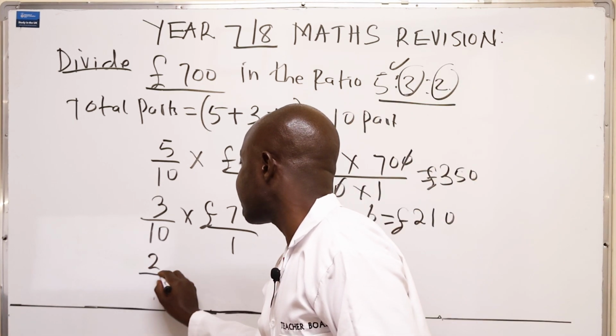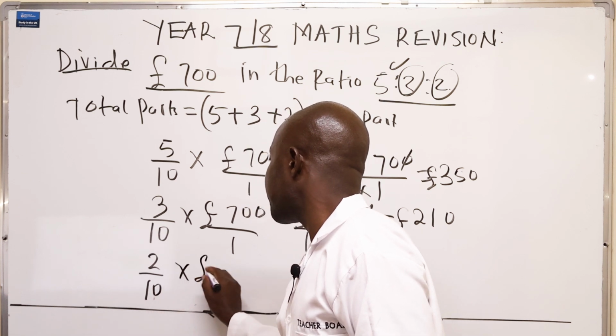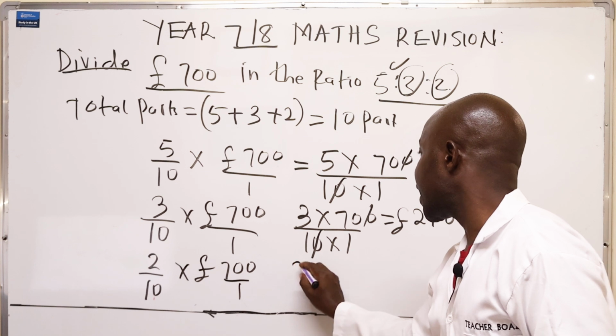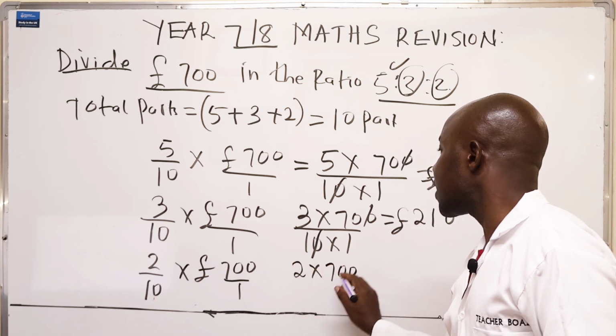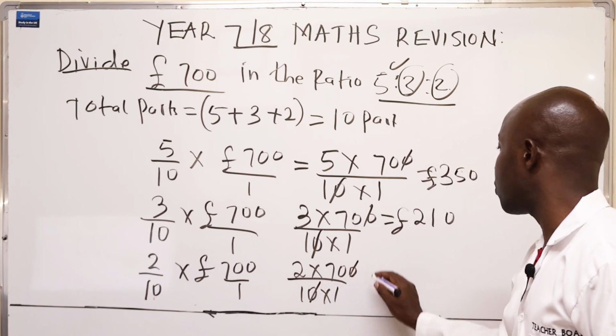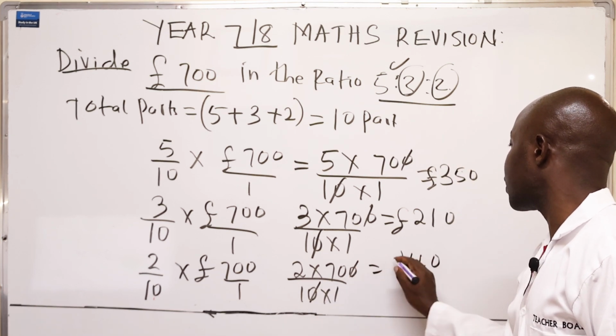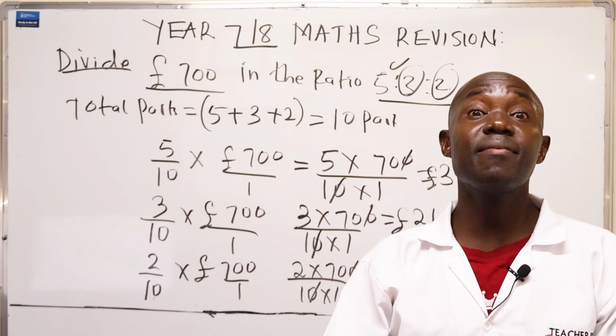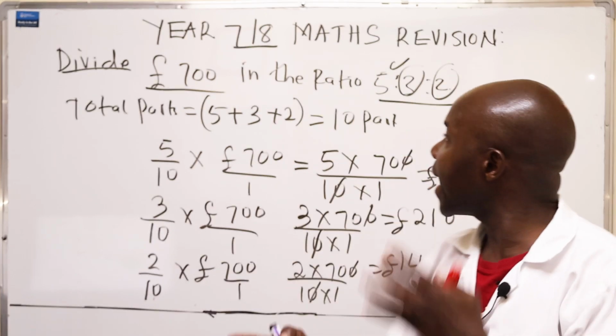You take 2 parts out of 10. You multiply by what? By 700 pounds. You put over 1. Then I take 2 times 700. I divide by 10 times 1. The 0 cancel out. So I get 140 what? 140 pounds. So that is how we divide a quantity by a given what?